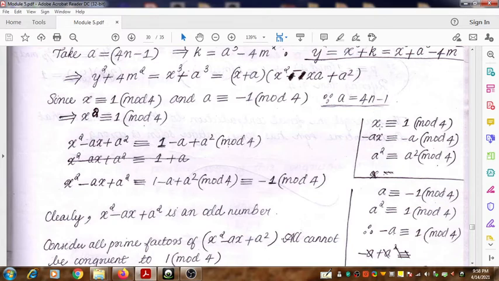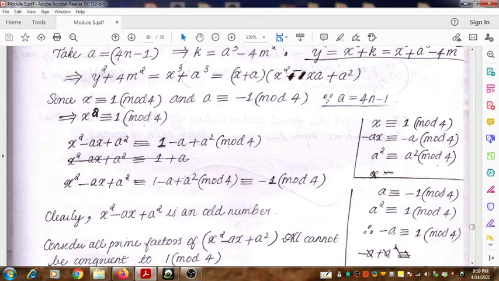Then you can add all three. The congruence x square is congruent to 1 mod 4 is here. Adding x square, then minus ax, this congruence, and then the congruence a square is congruent to a square mod 4, adding the three congruences, we get that x square minus ax plus a square is congruent to 1 minus a plus a square mod 4.